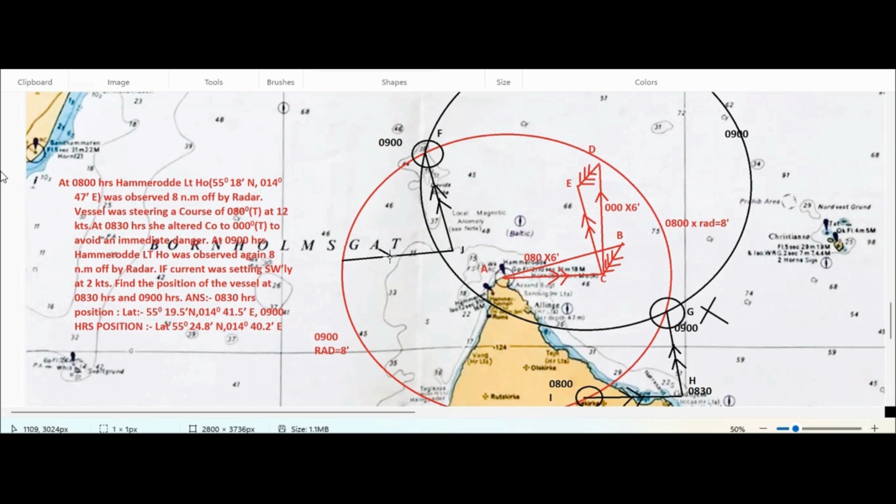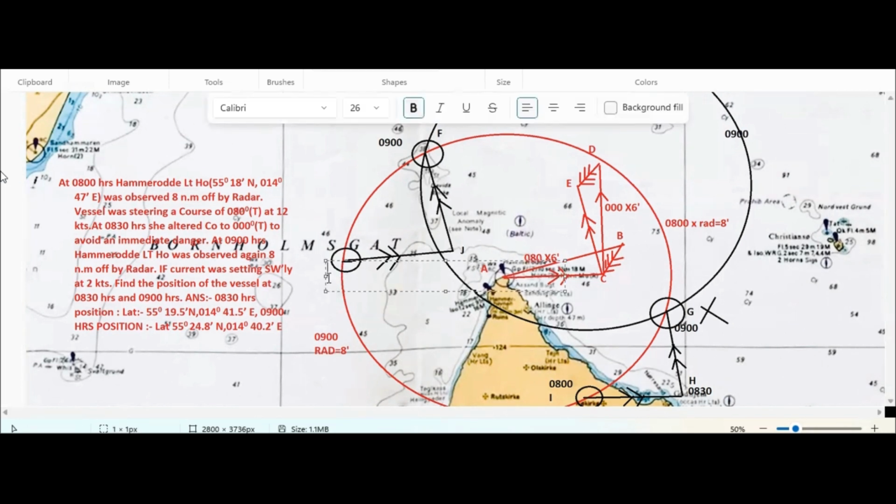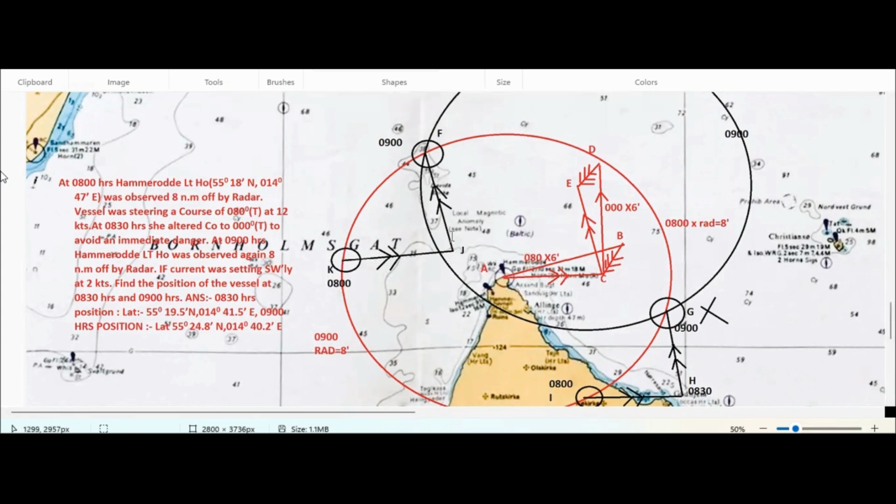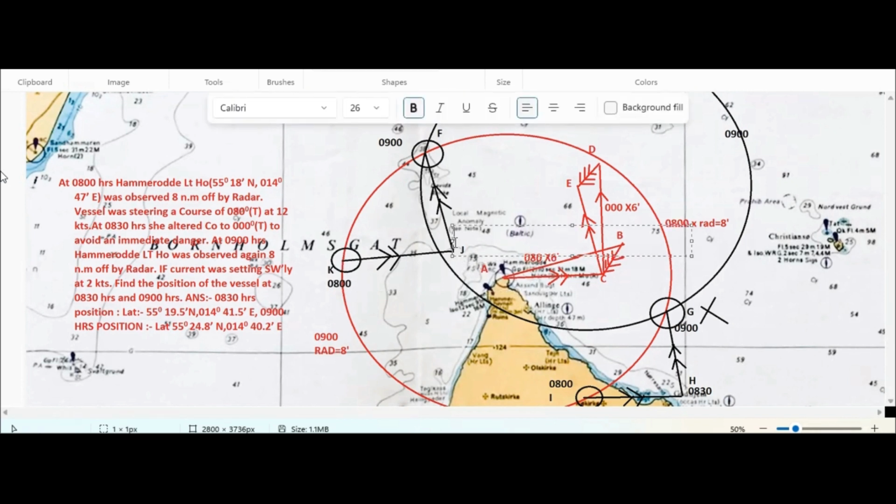And we see that all three points are in the water. So these are all my positions now. At 8 o'clock, the vessel is at I, J, K. K is the vessel's position at 8 o'clock. 0800, vessel at 8 o'clock. J is the position of the vessel at 8:30.